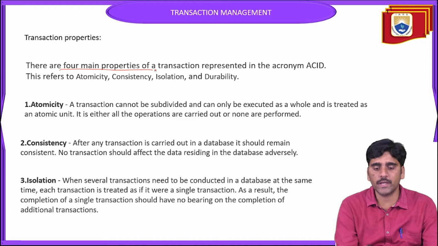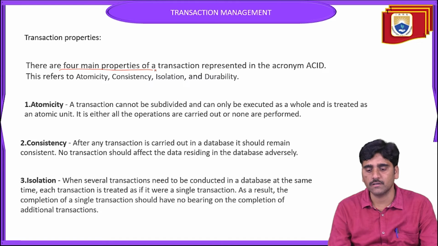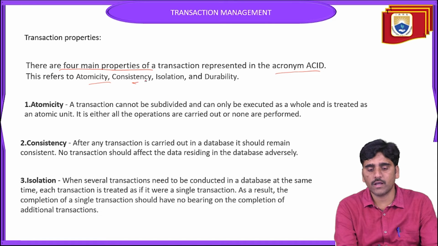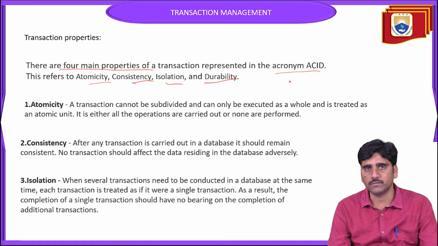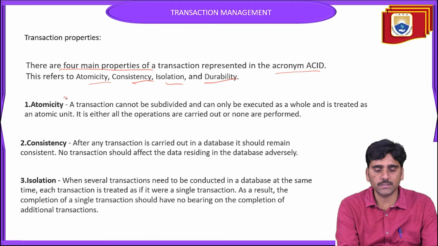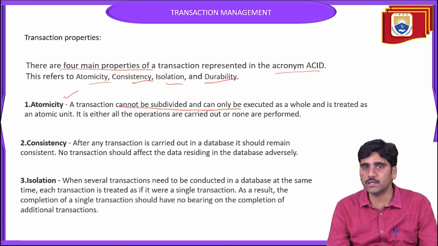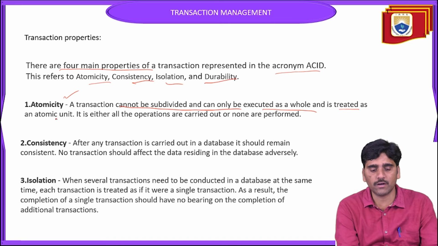There are four main properties of a transaction, presented in the acronym ACID. That refers to atomicity, consistency, isolation and durability. The first one, atomicity property. A transaction cannot be subdivided and can only be executed as a whole, and it is treated as an atomic unit.